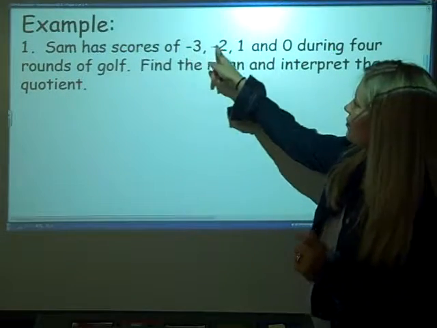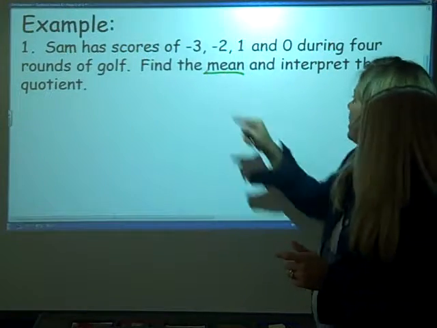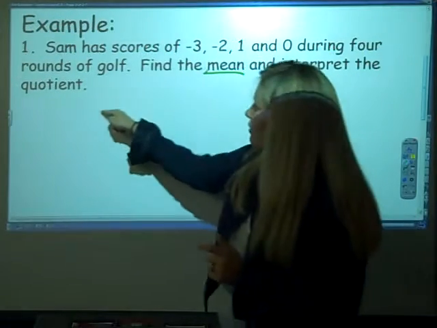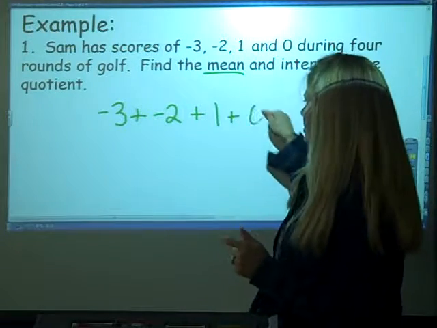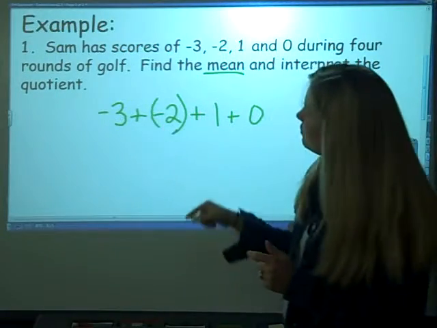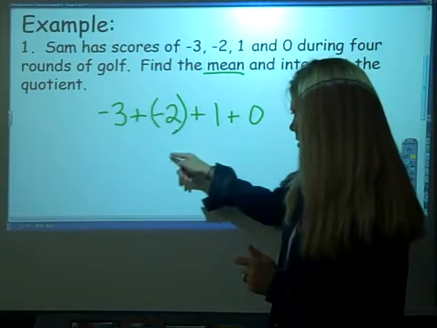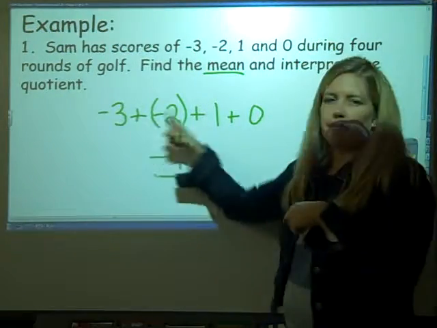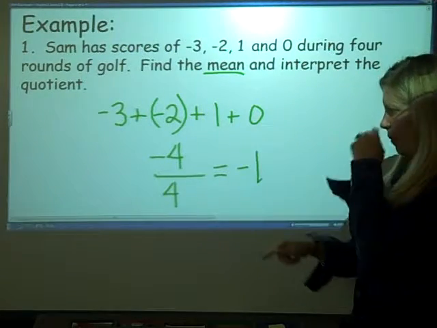Sam has scores of negative 3, negative 2, 1, and 0 during 4 rounds of golf. Find the mean and interpret the quotient. So we have negative 3 plus negative 2 plus 1 plus 0. I put parentheses around that because I don't like 2 signs right next to each other. Negative 3 plus negative 2 is negative 5. Plus 1 will be negative 4. Okay, plus 0. So we have negative 4. The sum of this is negative 4. Divided by how many we have? 4. Negative 4 divided by 4 is negative 1.